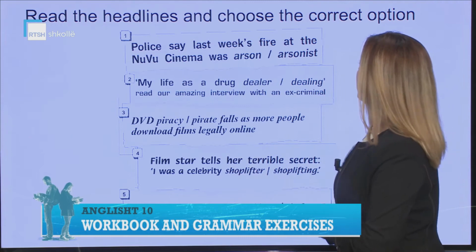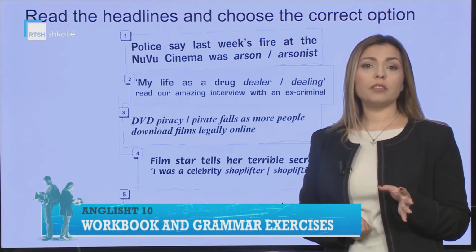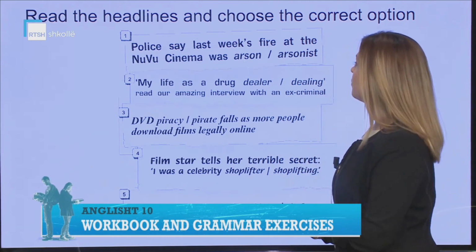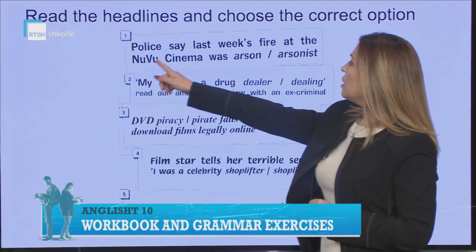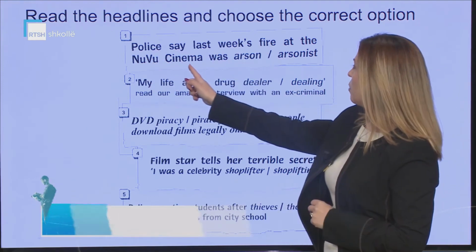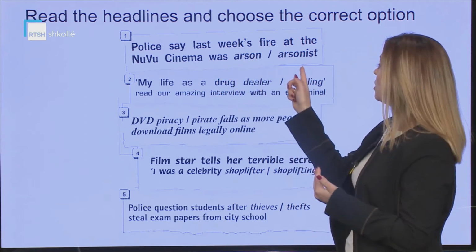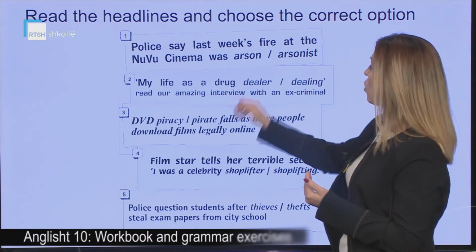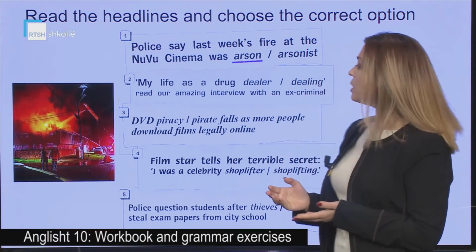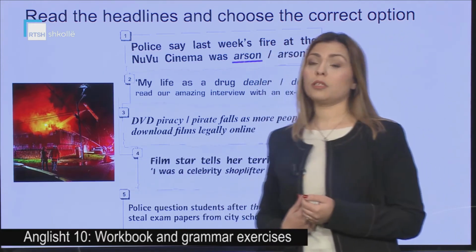We have got some headlines, and I would like you to choose the correct word depending on the meaning of the sentence, of course. The police say last week's fire at the Nouveau Cinema was an arson or arsonist. It was, we want the noun, so it was an arson. What was the meaning we said? When fire is put on purpose.